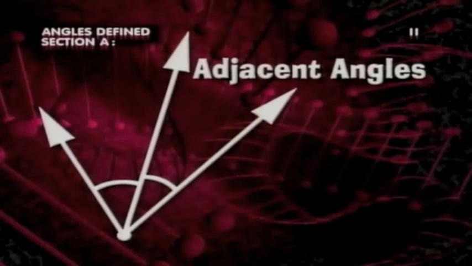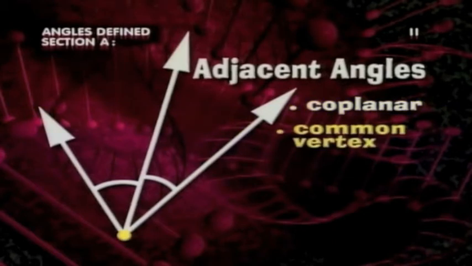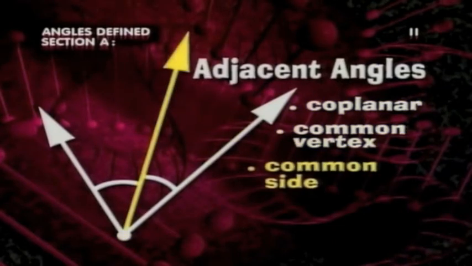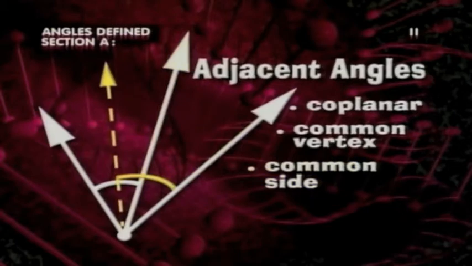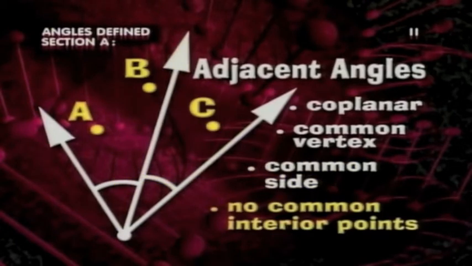First, adjacent angles. Adjacent angles are coplanar angles, you know, the kind that lie in the same plane. They have a common vertex and a common side. Since the adjacent angles are touching and not overlapping, they have no common interior points.